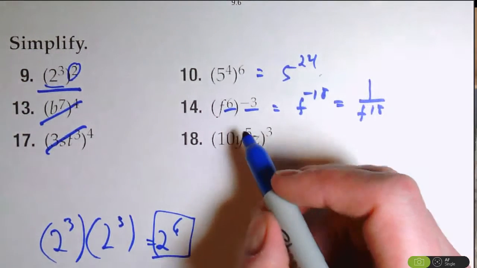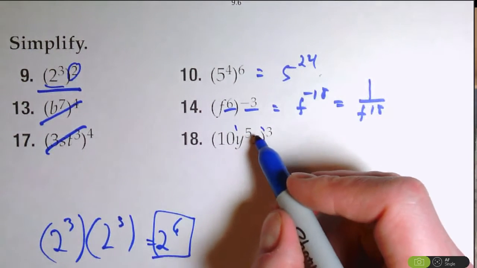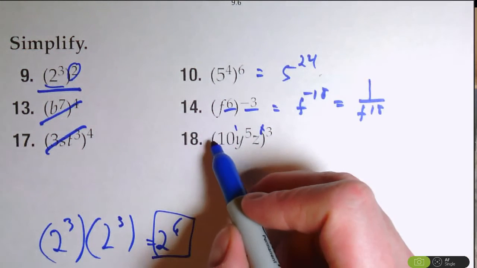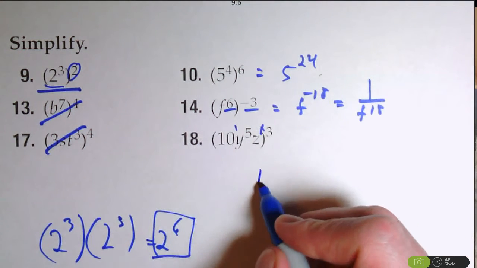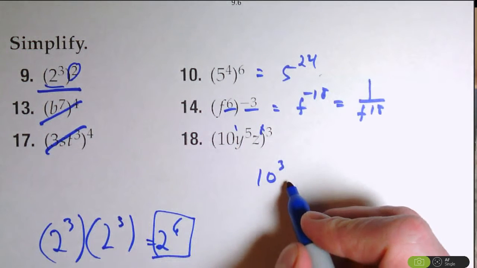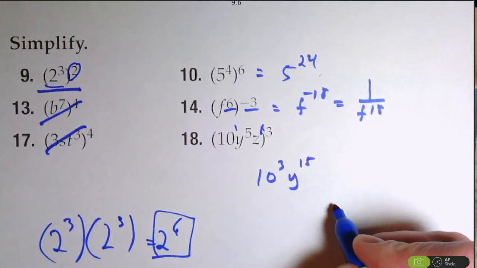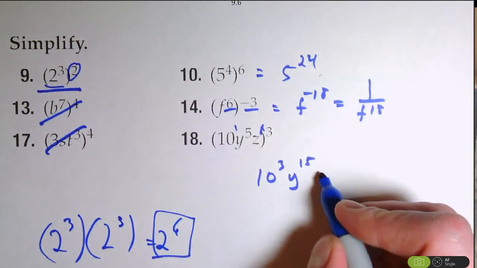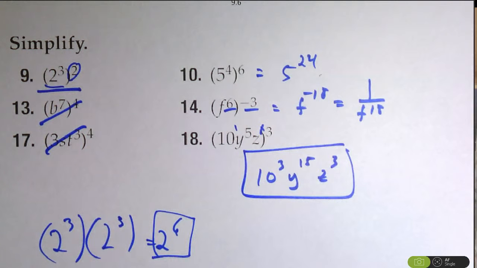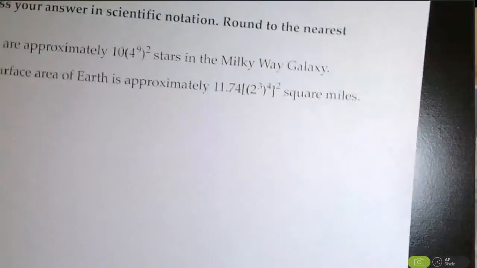And then for 18, I have 1 10, 5 y's, 1 z, but they're all going to happen 3 times. So if I have 1 10 that happens 3 times, it means I have 3 10's. If I have 5 y's that happen 3 times, that means I have 15 y's. And if I have 1 z that happens 3 times, it means I have 3 z's. So z cubed. All right. Number 26 is the next one we'll take a look at.